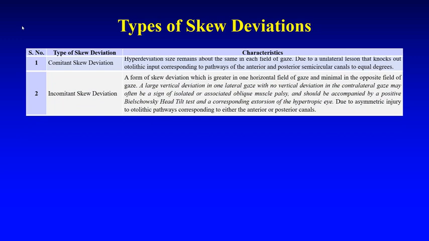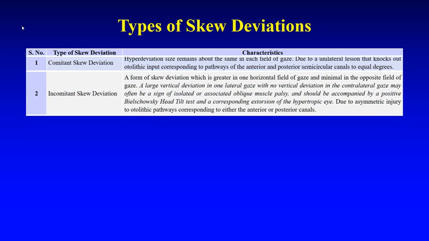A large vertical deviation in one lateral gaze with no vertical deviation in the contralateral gaze may often be a sign of isolated or associated oblique muscle palsy and should be accompanied by a positive Bielschowsky head tilt test and a corresponding extorsion of the hypertropic eye.